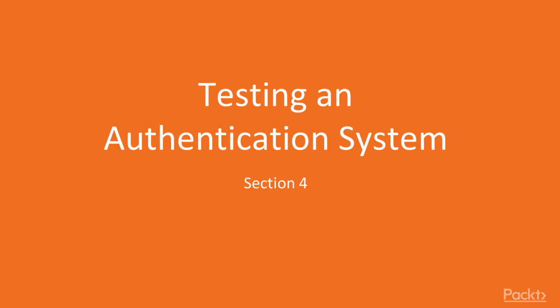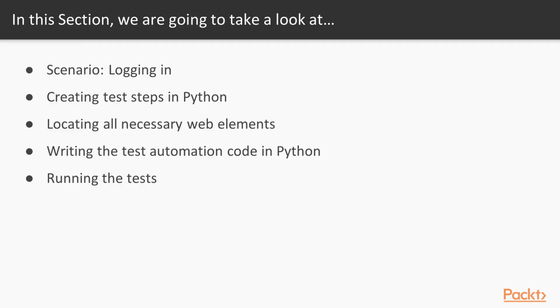Welcome to Section 4, Testing an Authentication System. In this section, we're going to take a look at our scenario, which in this case will be logging in. We'll also create test steps in Python. We'll locate all necessary web elements and build locators for them. Then we'll write the test automation code in Python, and we'll run the tests via a test runner.